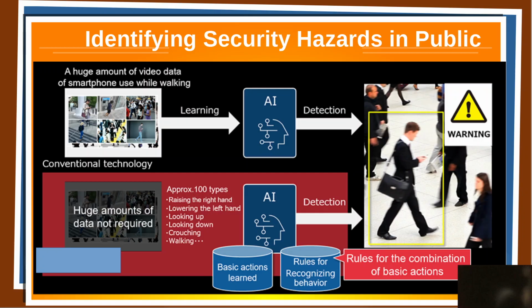uses that. So today, with the current technology, we don't need huge amounts of data. There are different standard activation patterns like raising a hand, raising a leg, looking up, looking down, crouching, walking, whatever the case might be. And based on that, we have the basic actions learned in the AI system and rules for recognizing behavior, especially some kind of negative behavior. And then these rules or combination of these rules forms the basics for some kind of action that is suspect.